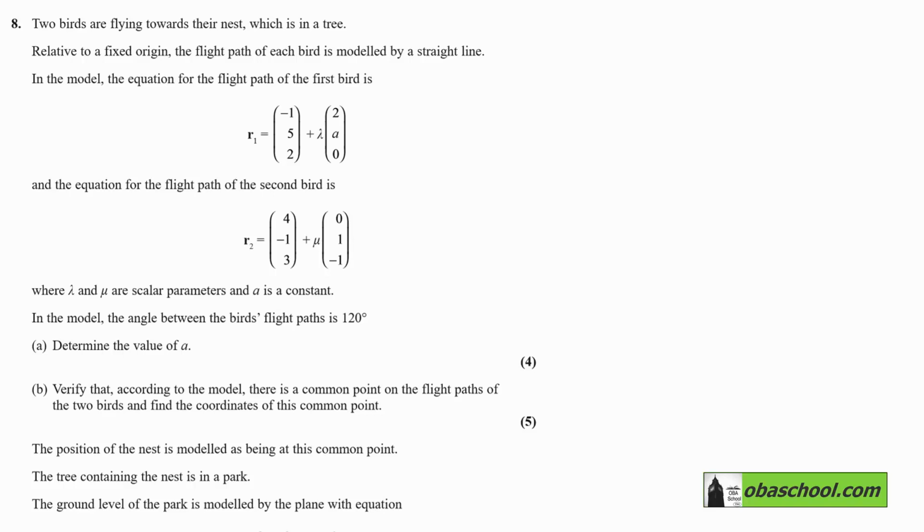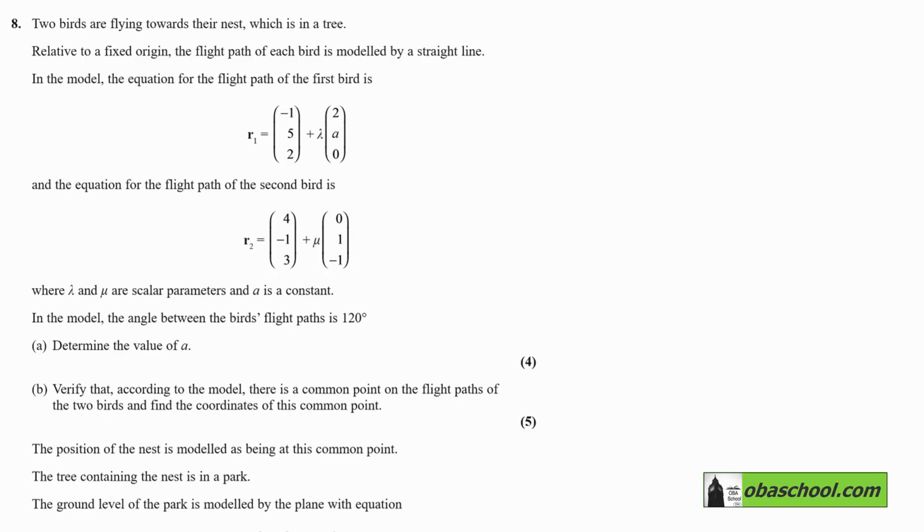Two birds are flying towards their nest, which is in a tree. Relative to a fixed origin, the flight path of each bird is modelled by a straight line. In the model, the equation for the flight path of the first bird is r1 = (-1, 5, 2) + λ(2, a, 0), and the equation for the flight path of the second bird is r2 = (4, -1, 3) + μ(0, 1, -1), where λ and μ are scalar parameters and a is a constant.